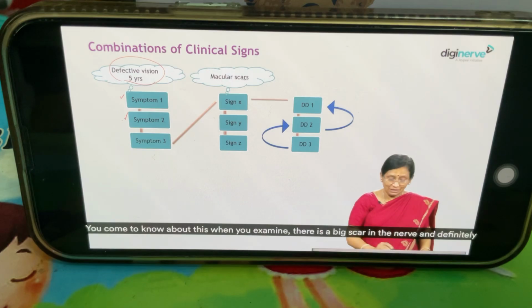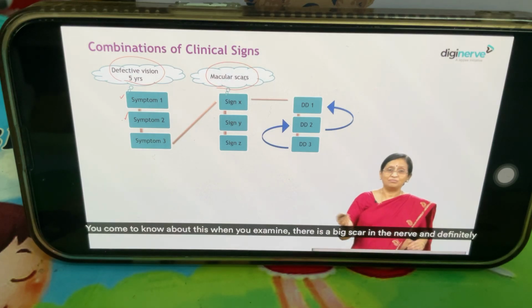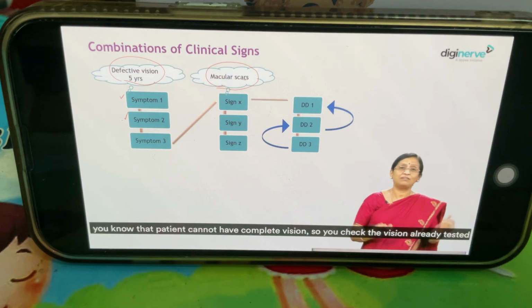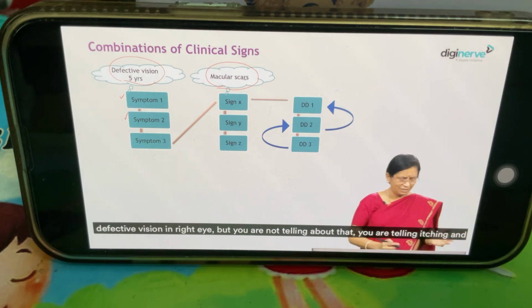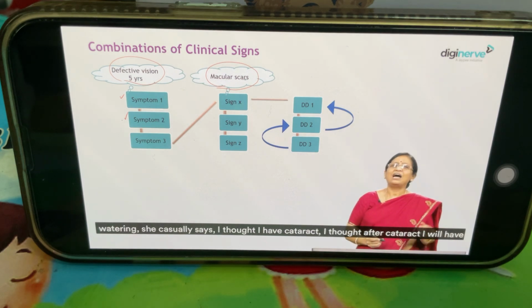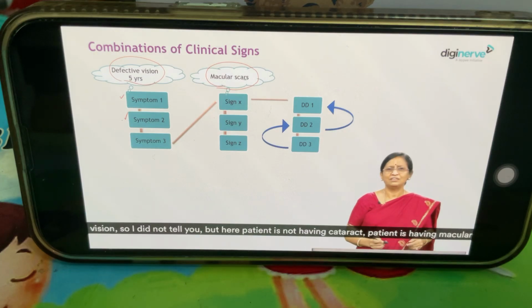You come to know about this when you examine. There is a big scar in the macula, and definitely you know that the patient cannot have complete vision. So you check the vision already tested by the nurse, and that says only 6/36. Then you are surprised, you ask her, you have defective vision in the right eye, but you are not telling about that. You are telling itching and watering. She casually says, I thought I have cataract. I thought after cataract surgery I will have vision, so I didn't tell you.